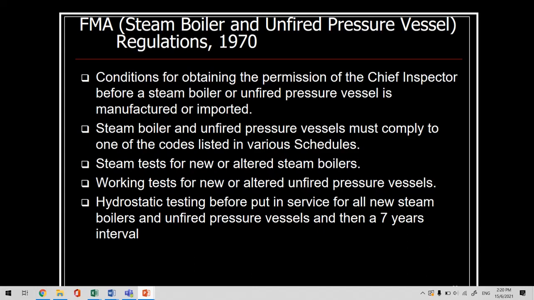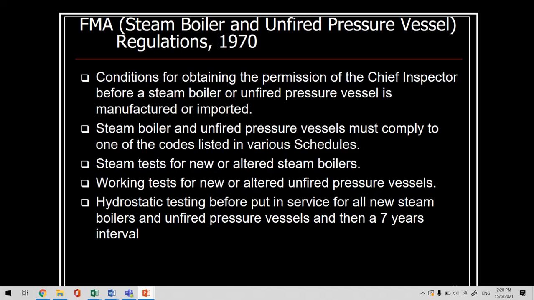And condition for obtaining the permission of the chief inspector before a steam boiler or unfired pressure vessel is manufactured or imported. And then steam boiler and unfired pressure vessel must comply to one of the codes listed in various schedule. Steam test kena ambil ujian steam for a new or altered steam boiler. Kalau steam boiler tu adalah steam boiler yang baru ataupun steam boiler yang diubah suai dari sedia ada steam boiler, so kena buat ujian berkenaan dengan steam tu sendiri.